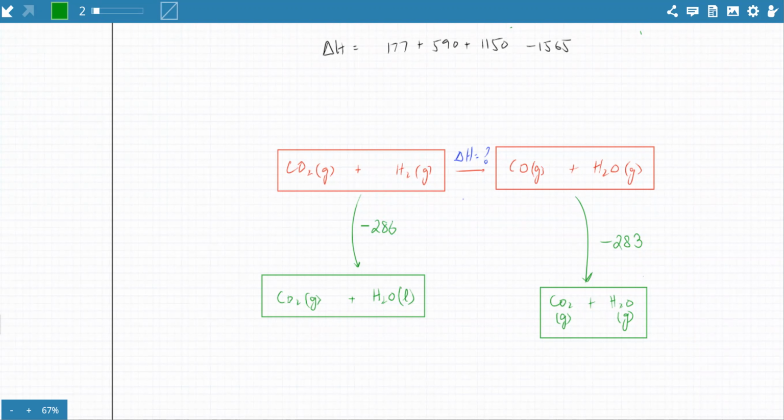Now tell me what's this last step? And what's happening here?